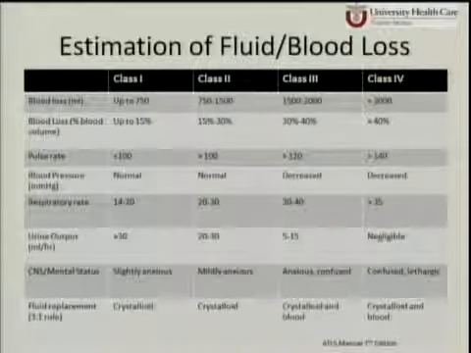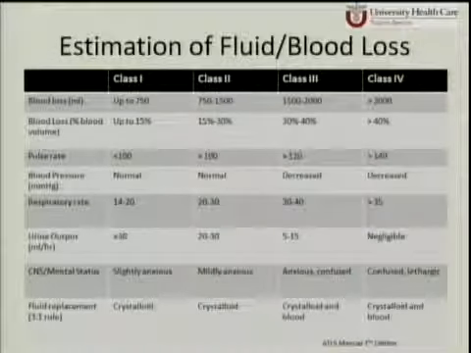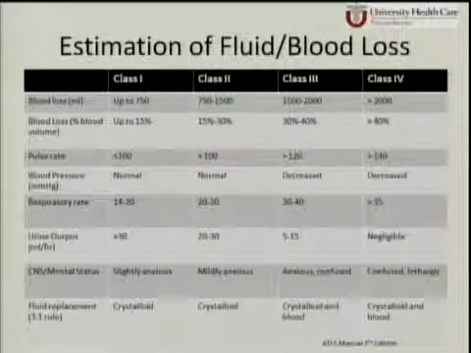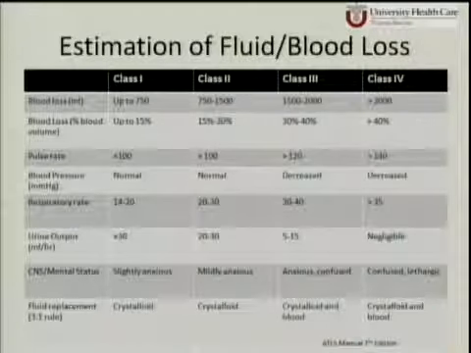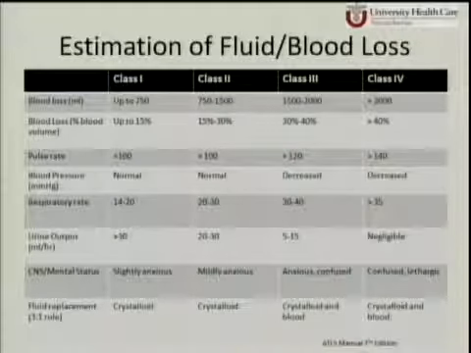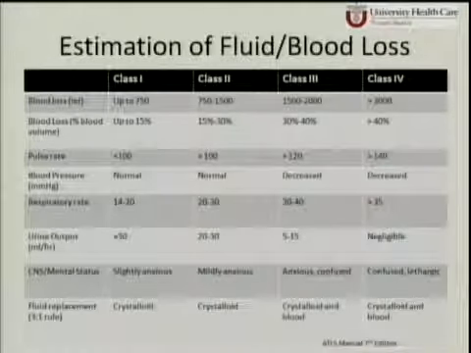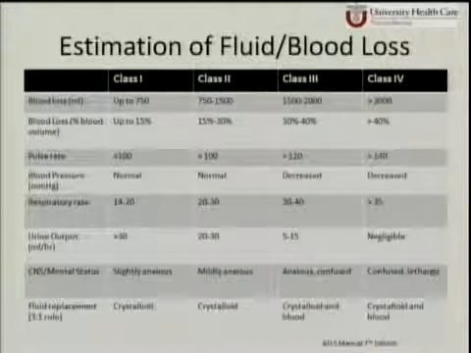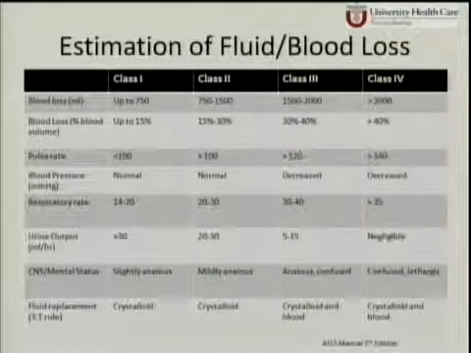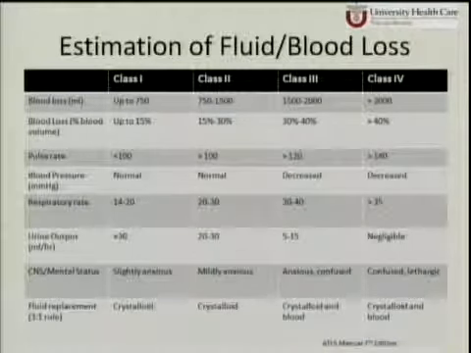The next one is class 2, where you can have approximately 750 to 1,500 milliliters of loss. That's around 15 to 30% of your blood loss. Your pulse rate's going to start going up, so you're probably going to be over 100 when this occurs. Your respiratory rate will probably start going up also as you're attempting to get more oxygen to the cells, so you're breathing harder. Your urine output is going to go down, and these patients are usually mildly anxious also. Once again, the treatment for this would be to give crystalloid.